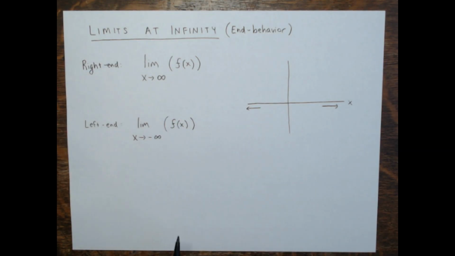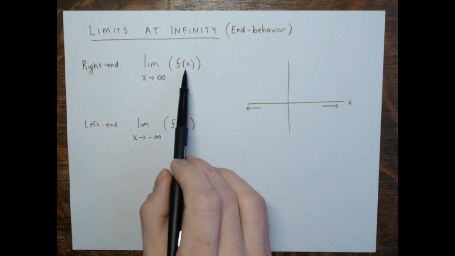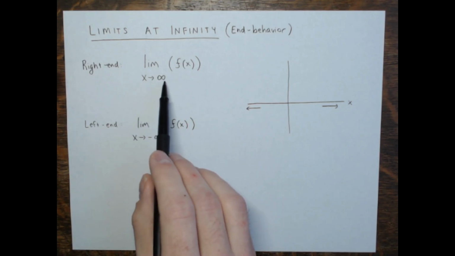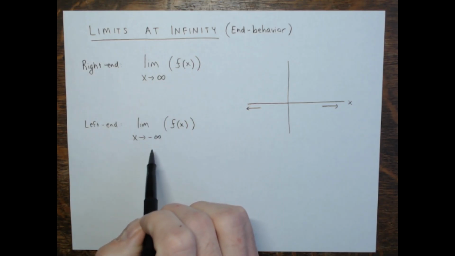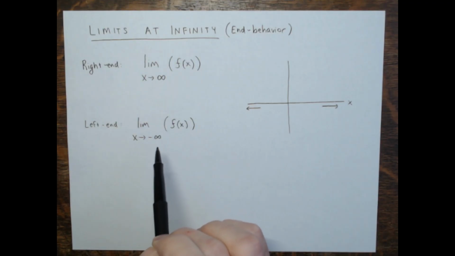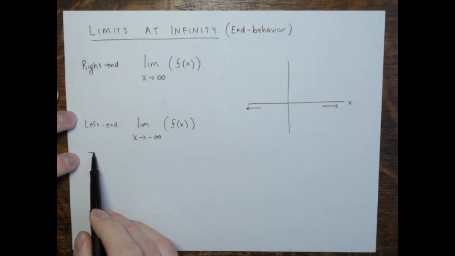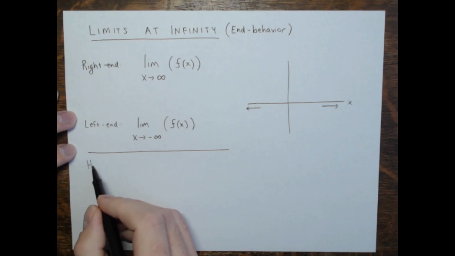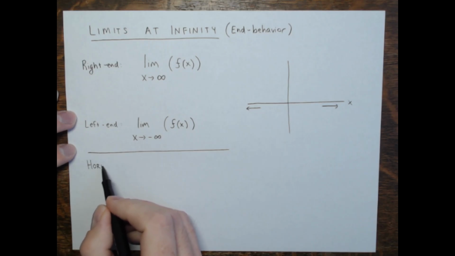That's all a limit at infinity is: see what happens to the value of a function as the input gets very large positive or very large negative, at positive infinity, at negative infinity. Now they also mention in the objective horizontal asymptotes.